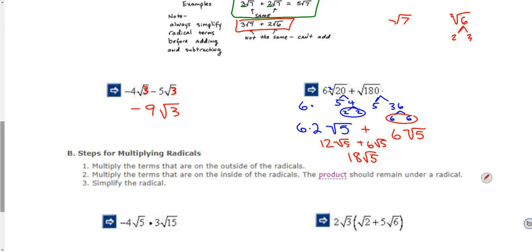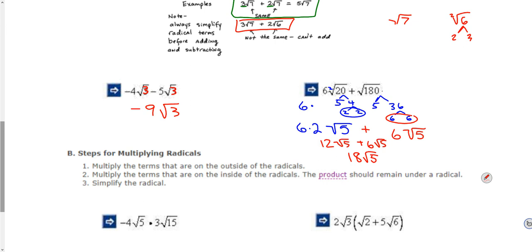So when it comes to adding and subtracting, the radicals have to match. If they don't match, we have to break them down. And when you break the first one down and you see what's left, you can actually use that to help you with the second one, because we know they're supposed to match. So that means the second one should have a 5 in it. So that's how you add and subtract.